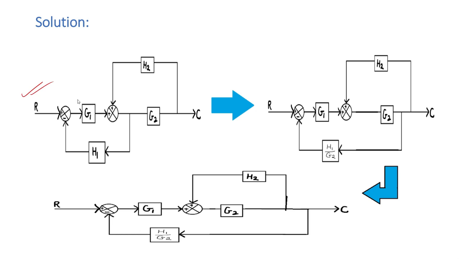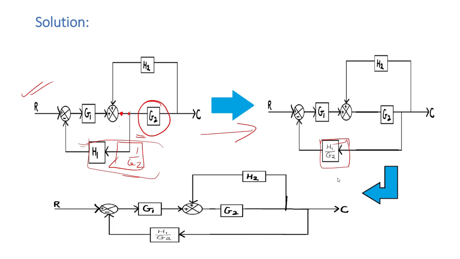So this was your question, and now what we are going to do, we are going to shift this block here before the takeoff point. So we know from the formula that in order to shift this, we need to add an additional block here with the value 1 upon G2. And when 1 upon G2 is in series with this H1, then it gets multiplied. So we can rewrite this diagram like this. So here it is H1 upon G2.